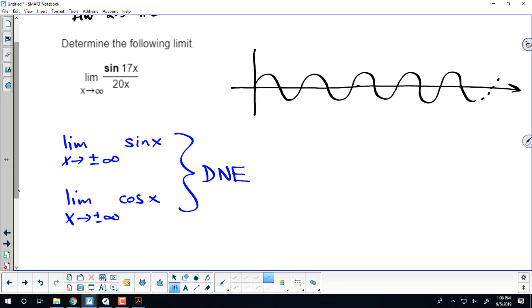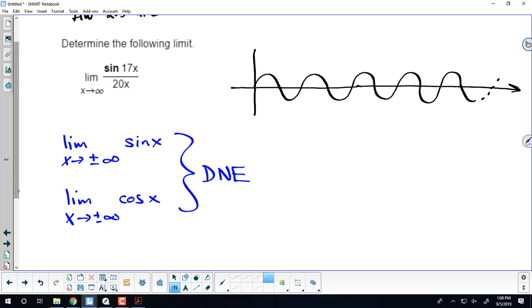In other words, as we look at the end behavior of sine and cosine, does it flatten out or approach infinity? No, it's always in between 1 and negative 1. So that's the issue with trying to compute this problem. The numerator is approaching something that doesn't exist. What's the denominator approaching? Yeah, an arbitrarily large number.